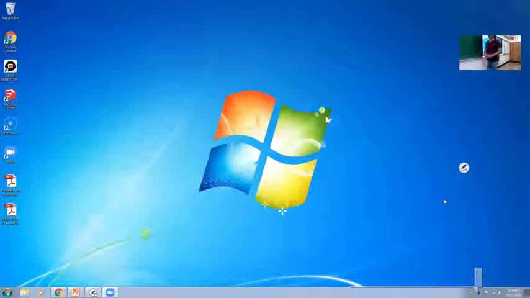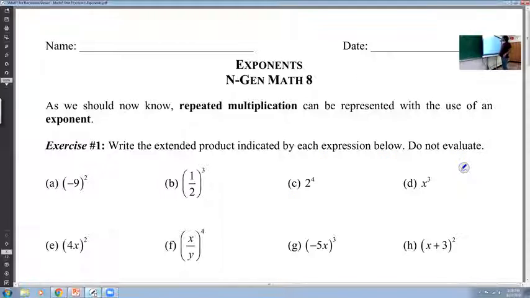Alright guys, this is Mr. Darwish and today we are going to talk about how we can write exponentials in extended form. Today we will do a practice together. And so let's start with exercise 1.